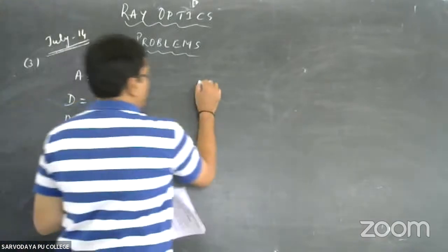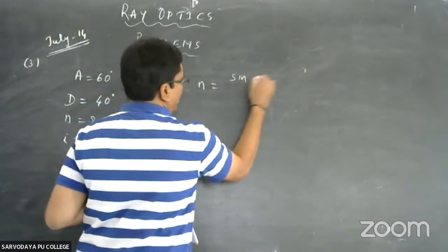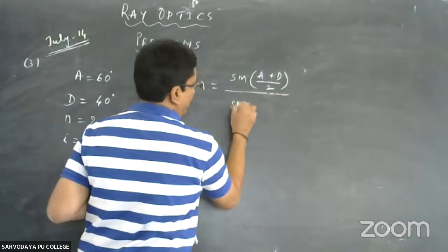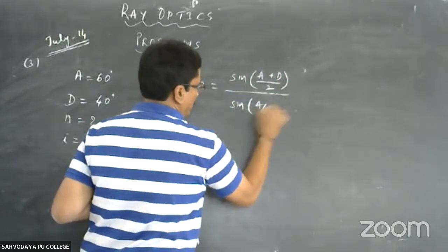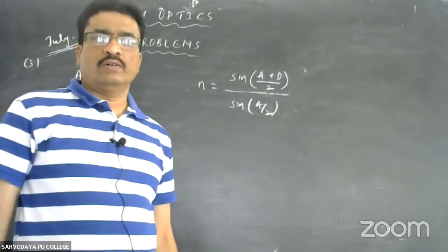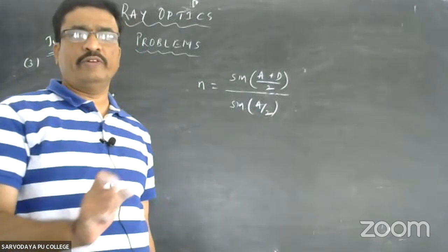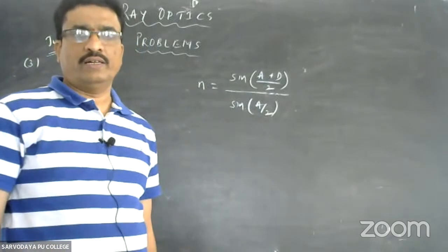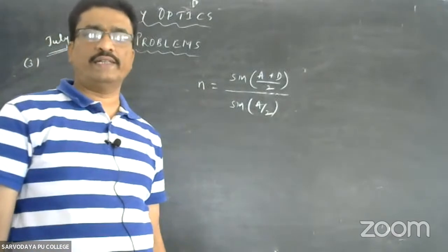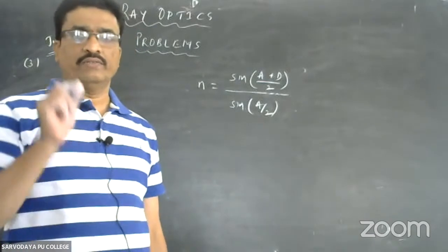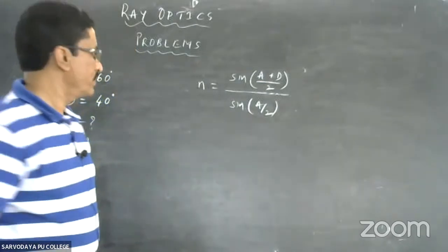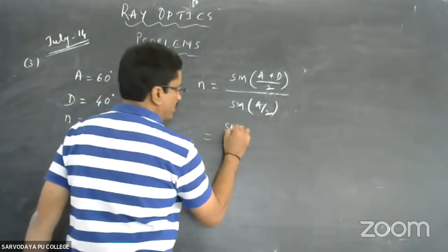Now, just now I mentioned the formula n is equal to sin of (A plus D) by 2 whole divided by sin of A by 2. Don't forget to write the formula. Sometimes the problem will be very easy, and in such cases you just start substituting the values without writing the formula. First, write the formula and then go for simplification. Show the substitution.